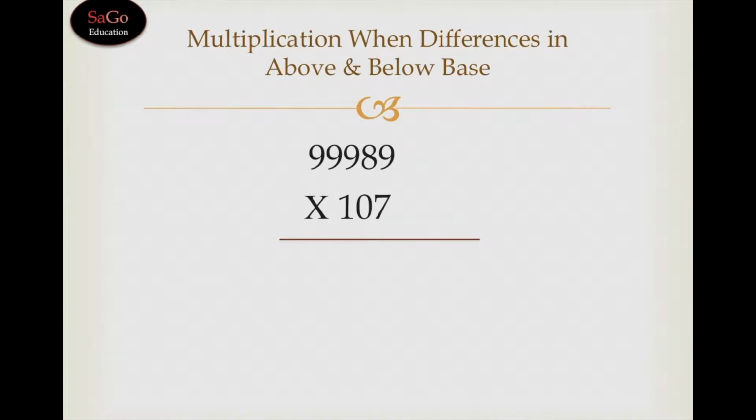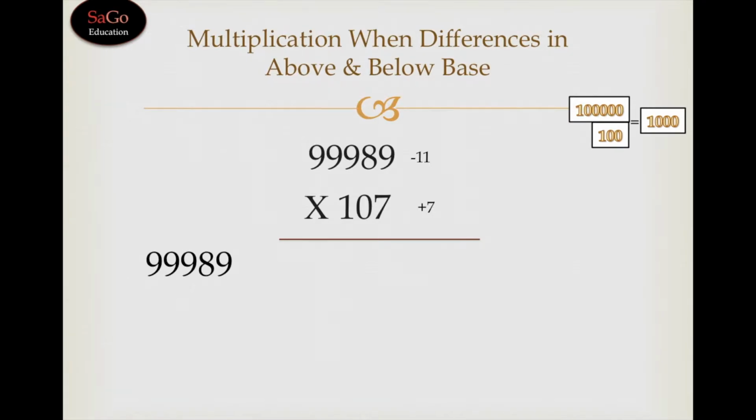Let's take one more example. 99989 multiply by 107. Here 99989 has its base 1 lakh and 107 has its base 100. Divide so that we should get the base difference, and the base difference has found out 1000. 99989 is 11 less than its base 1 lakh and 107 is 7 above than its base 100.